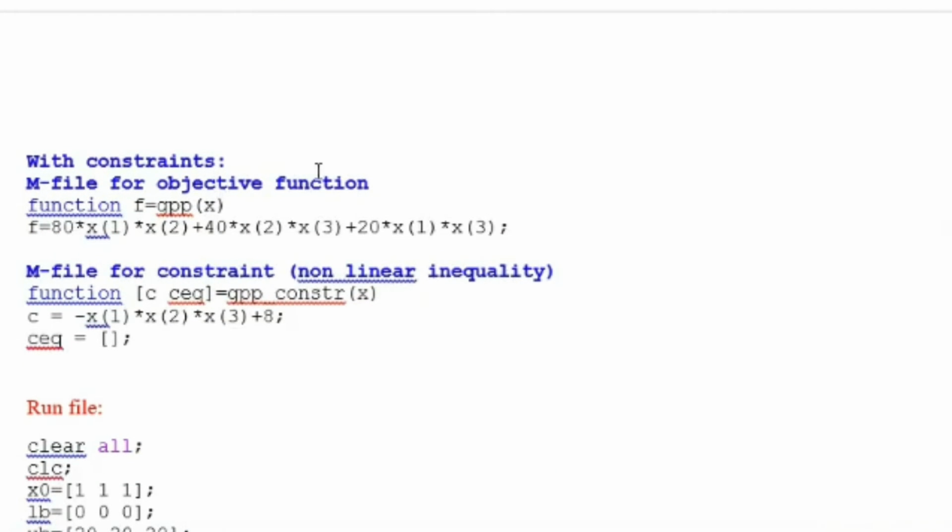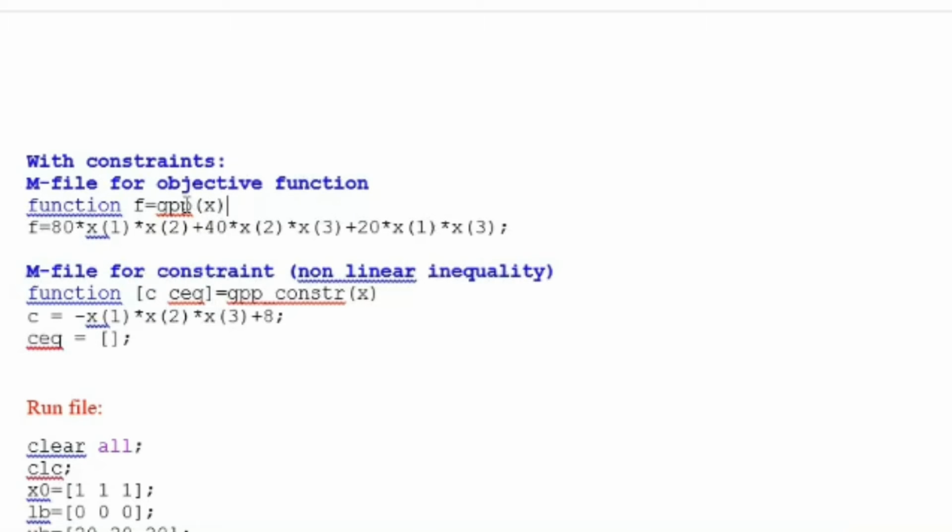So, the M file for the objective function. This is a function; the word function is built-in only. In MATLAB, we should not replace it with any other word. We have to type function, then F. F represents the objective function. We can use F, or Z, or any other notation to represent the objective function. But whatever notation we use here, the same notation should be used here, right? And then simply we have to type the objective function here, right? So that is the M file for the objective function.